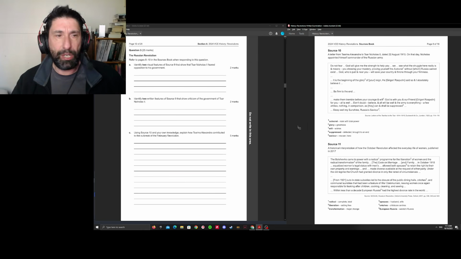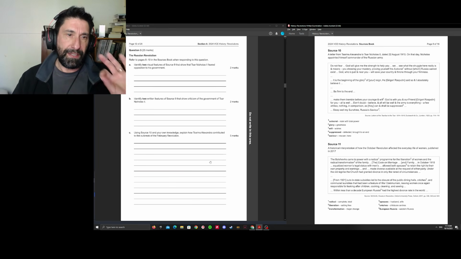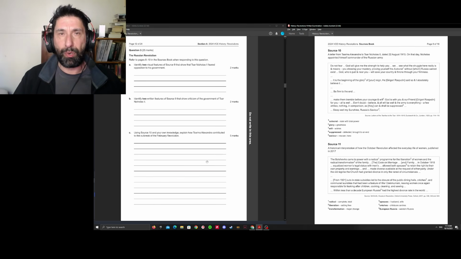There's lots of different quotes you could refer to here, explaining how the Tsarina has contributed to the revolution. One thing you've got to be careful of is that you don't quote the source too much and spend all your time quoting the source and then not having enough time to include points from your own knowledge. Ideally, you'd want at least 2 points from your own knowledge in this response. Maybe just some statistics, some primary source quotes, etc.